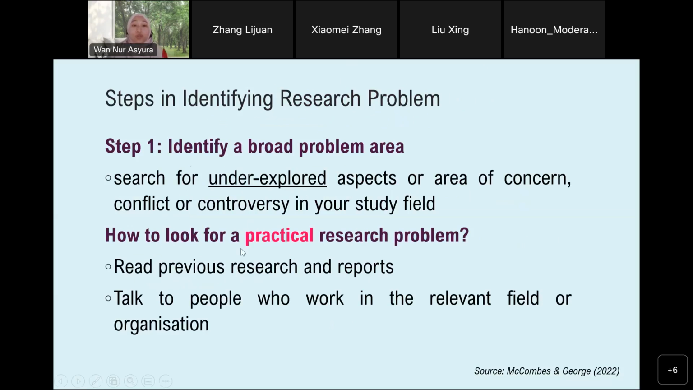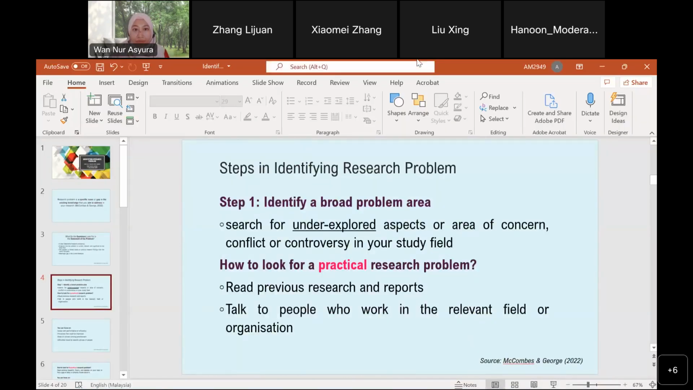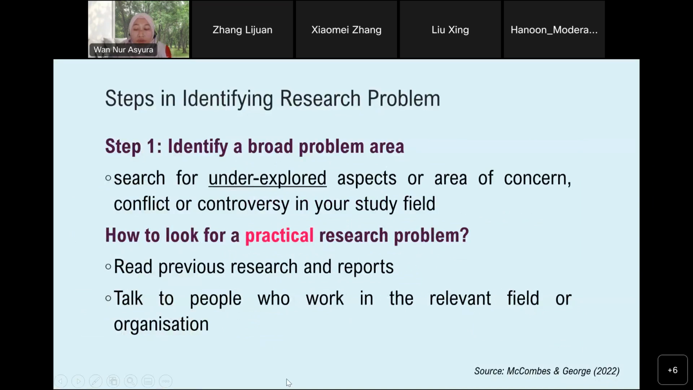The first step is to identify a broad problem area. Sorry about the technical glitch. So the first step is to identify a broad problem area. How can you begin? Whether you like it or not, you need to start searching for underexplored aspects of, or areas of concern, conflict or controversy in your study field.